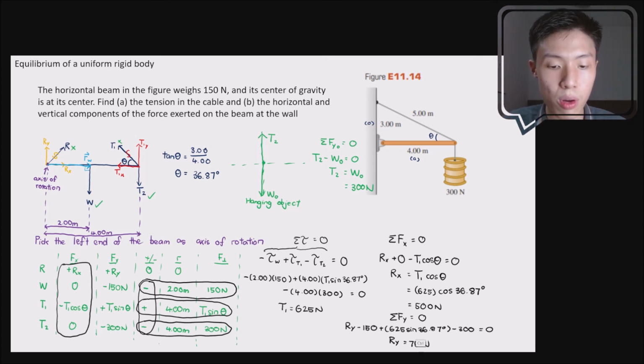Again, you obtain a positive answer over here. That means what you predicted for the direction of the Y component of the reaction force is correct. It is indeed pointing upwards. To finalize, Rx is pointing to the right, Ry is pointing upwards. The horizontal and vertical components of the force exerted on the beam at the wall have been determined to be 500 Newton for the horizontal component and 75 Newton for the vertical component. By going through the 8 steps slowly and systematically, you should be able to obtain all the answers required by the question. This is how you solve a problem involving equilibrium of a uniform rigid body.